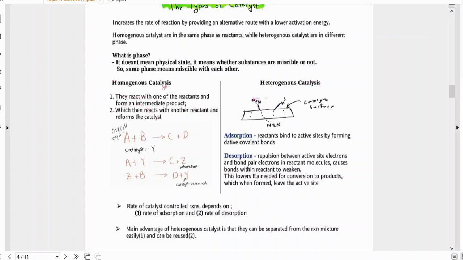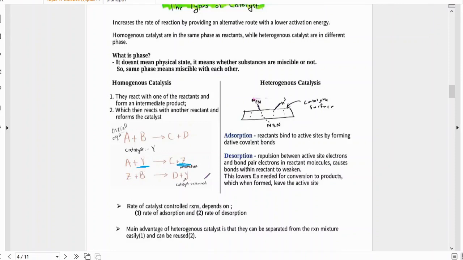So homogeneous catalysis. Okay, these catalysts react with one of the reactants. This is the overall equation. This is the elementary steps, or this is the reaction mechanism. So this catalyst reacts with one of the reactants and forms a product and an intermediate. This intermediate then reacts with another reactant and reforms the catalyst.